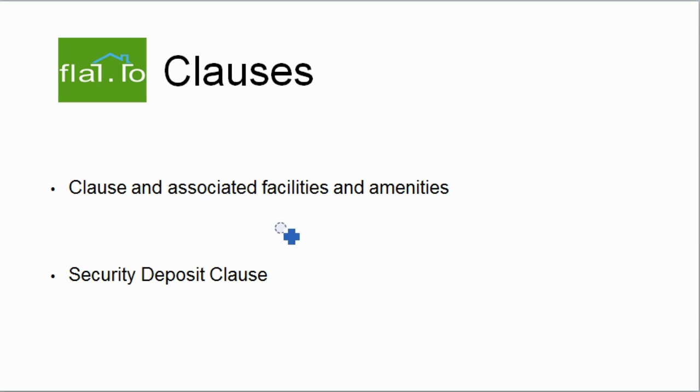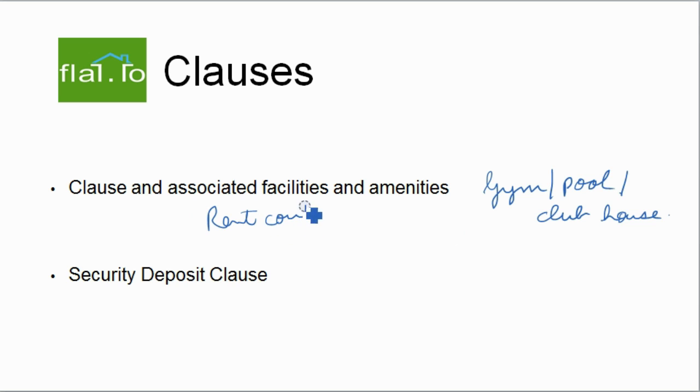Next comes the clause of associated facilities and amenities. If your society has a gym or a pool or a clubhouse, then you will need access to them, and these facilities may have some access fees. So you have to make sure whether the rent contains the fees or not, or you will have to pay extra money to use these facilities.